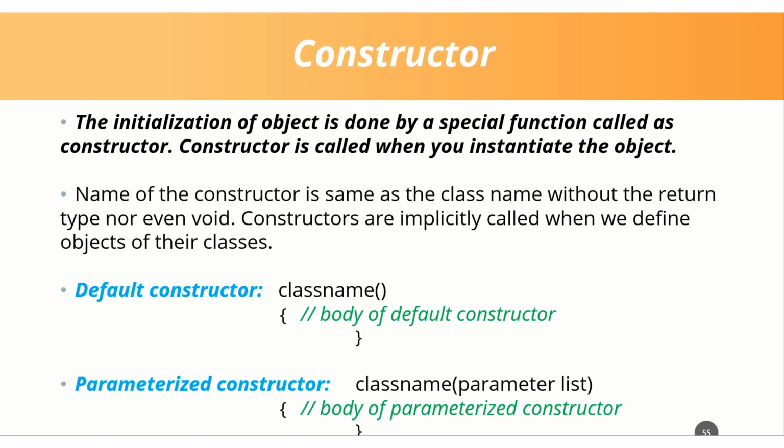The last concept of our part 4 is the constructor. The initialization of an object is done by a special function called a constructor. Constructors are implicitly called whenever we define an object of their classes. The name of the constructor is the same as the class name, but without a return type, not even void. The syntax for a default constructor is the class name followed by the body of the default constructor. The syntax for a parameterized constructor is the class name, parentheses with a parameter list, and the body of the parameterized constructor.